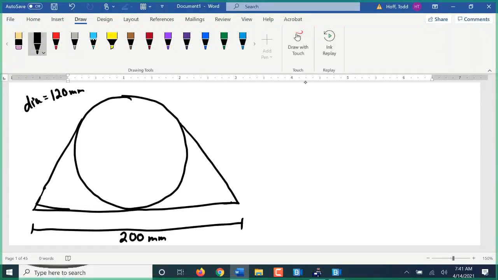I want to find the area. This is one of those problems. It's actually way simpler than it looks.